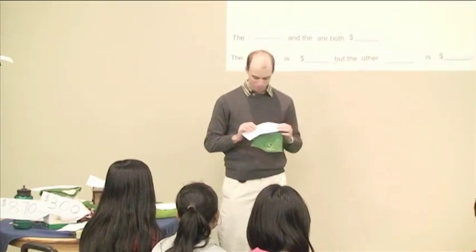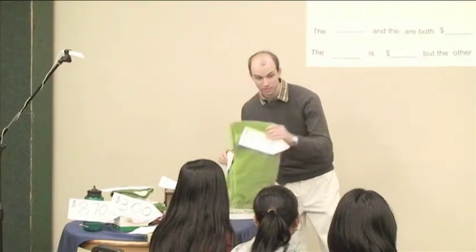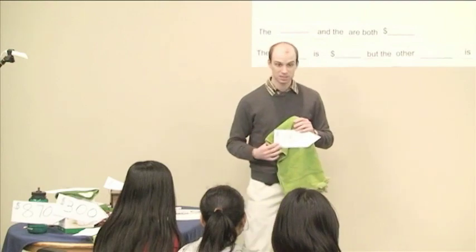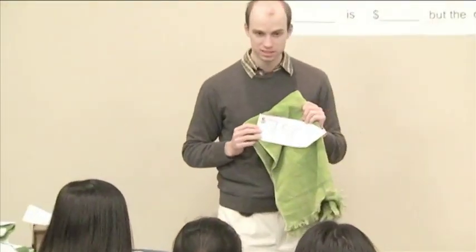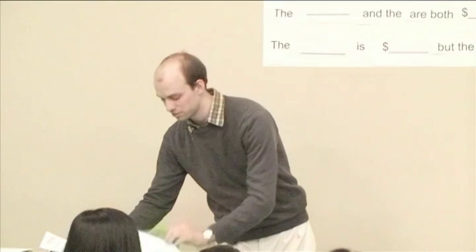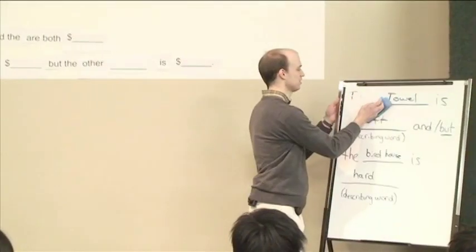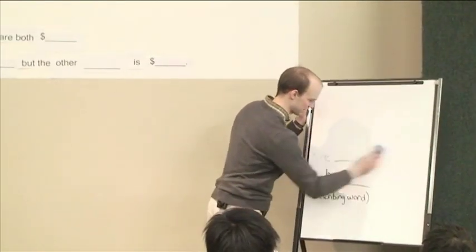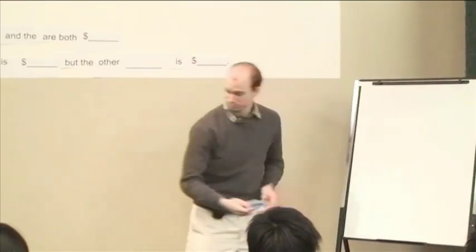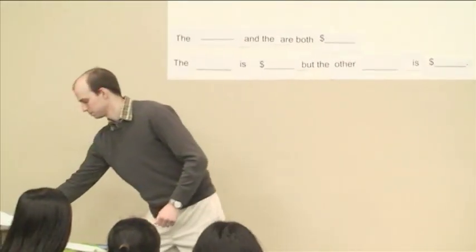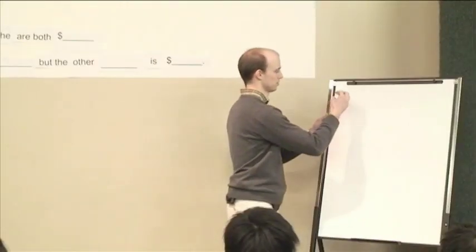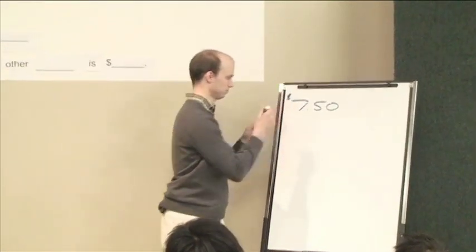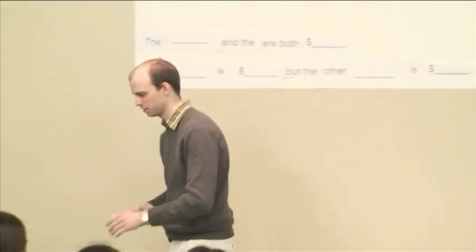Yes? Okay, maybe I can buy this. Can I buy this with my dollar? No. Why not? Because you only have $1. Because I only have $1. And how much is this? $7.50. Okay, so we have something that's $7.50.